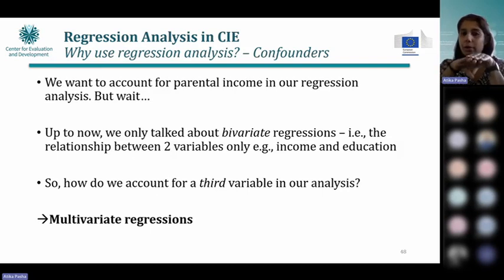So far, we've only talked about a bivariate regression. If you remember, the simple line only included a y and one x, which was 2 variables, or a bivariate regression. And now we want to include a third variable in the analysis, which is parental income. So how do we do that? And this is where we talk about multivariate regressions.